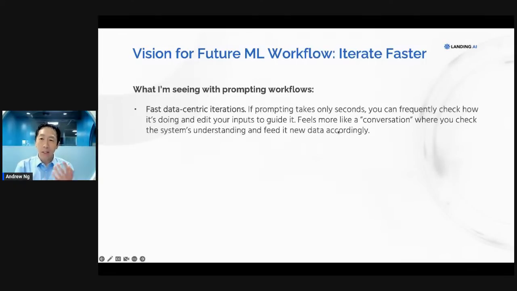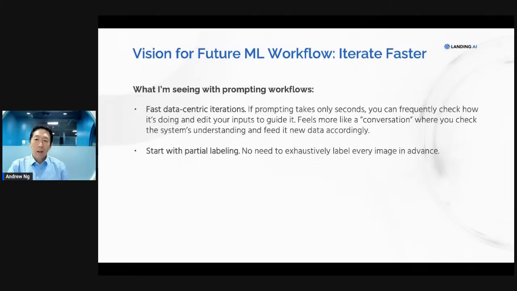And that's why one of our early testers told me the conversation felt joyful. With a conversation where you frequently, every minute or even every 30 seconds, check the system's understanding and feed in new data to guide it. I'm also seeing more teams start to use partial labeling. Take a minute, label what you can, and then go ahead and run it, see what happens, and then iterate from there.